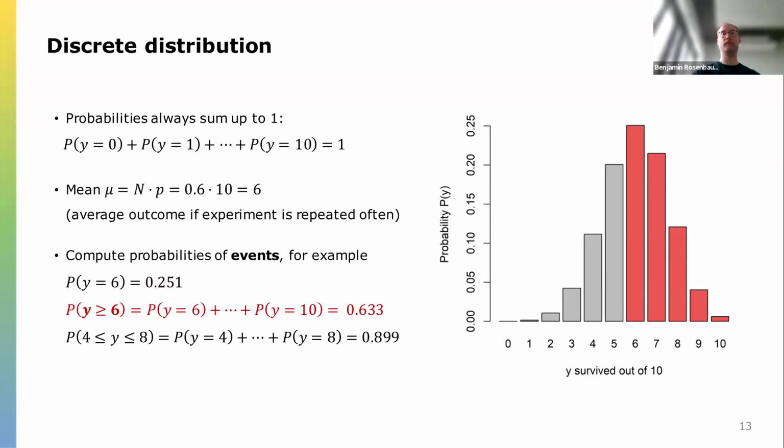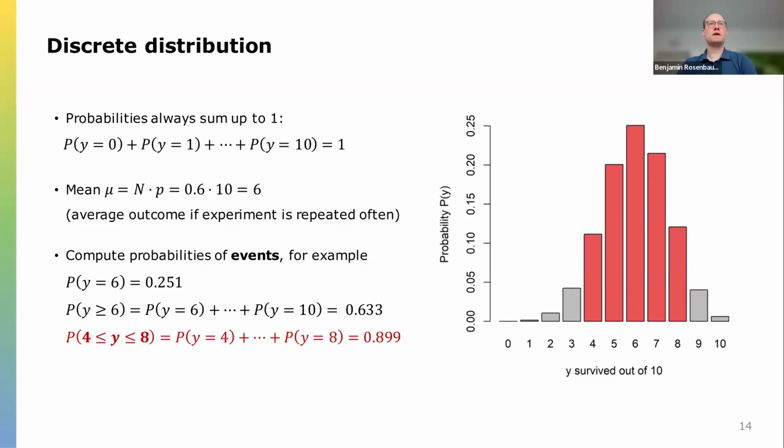Or you can calculate the probability of an interval. Here it is that at least 4, but maximum 8 individuals survive the winter. And here we would be pretty certain, almost 90% certain, that the number of surviving individuals is between 4 and 8. So this was a classical example of a discrete random variable. And for discrete random variables, we have discrete probability distributions.